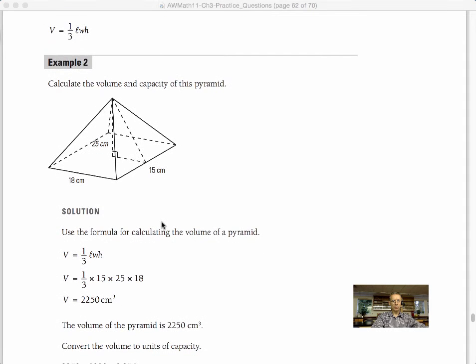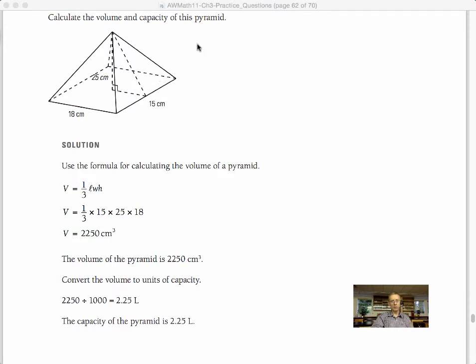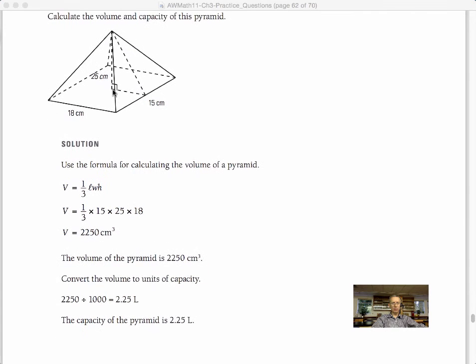So using that formula, they'll calculate the volume of the capacity of this pyramid right here. They need the length, the width, and the height. So one thing to remember about the height, it's the vertical height, tip to the middle of the base. So what do they tell us? They give us the diagram only. This is 18 by 15. The height here is 25.